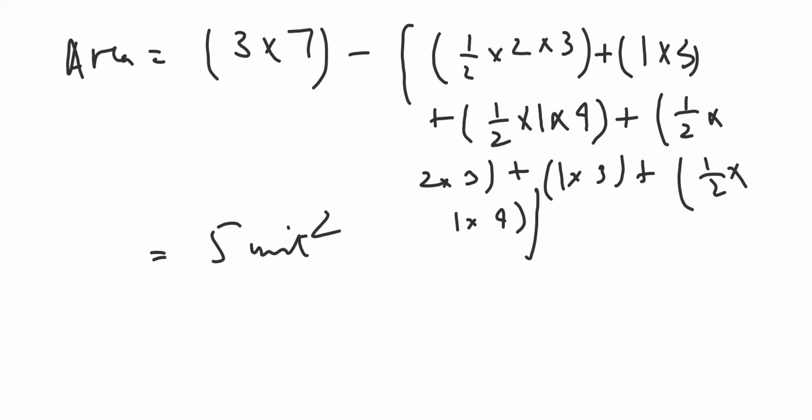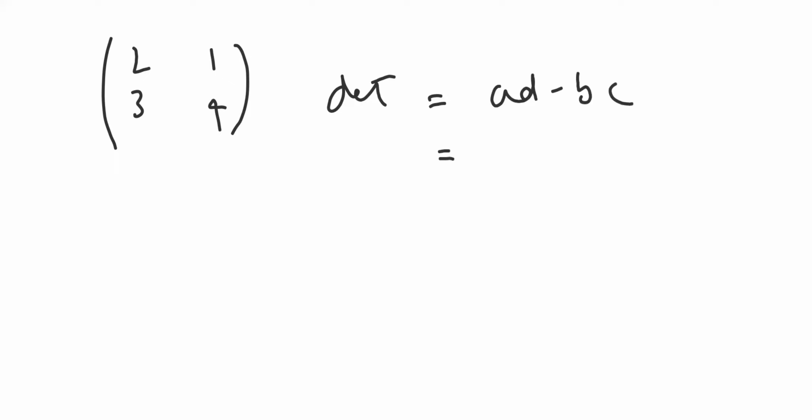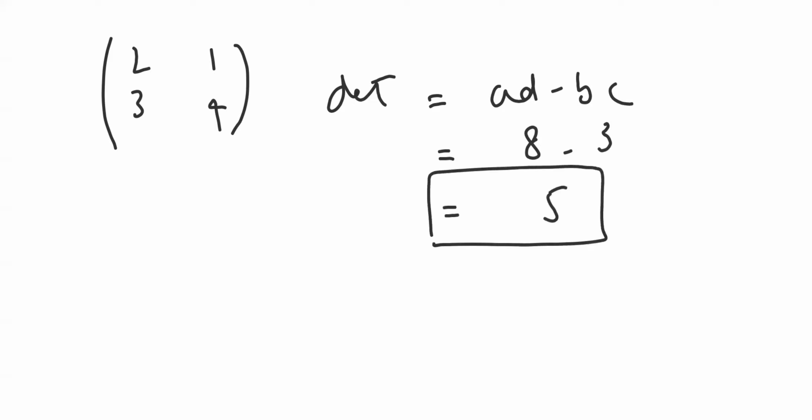Now this area is of the stretched shape that we made by multiplying the coordinates with the matrix. Now how are we going to find this area through the determinant is what we're going to look at. The matrix we multiplied was 2 1 3 4. When we take its determinant, what we get is AD minus BC. AD is 4 times 2, that is 8, and BC is 3 into 1, that is 3. So you get 5. The determinant is 5.